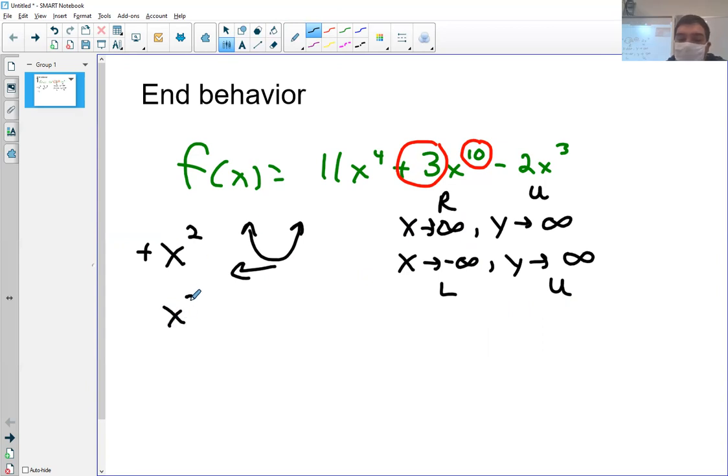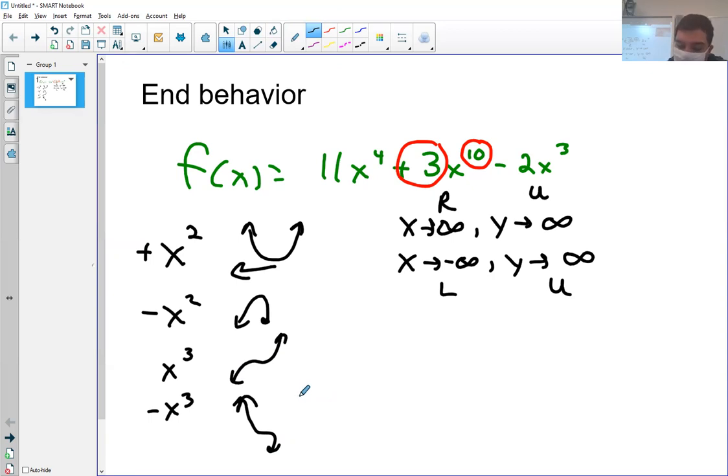As a reminder, negative x squared would look like this. x cubed would look like this. And negative x cubed would look like this. Absolute value is just a V.